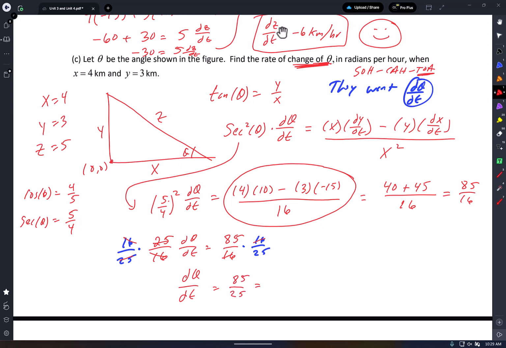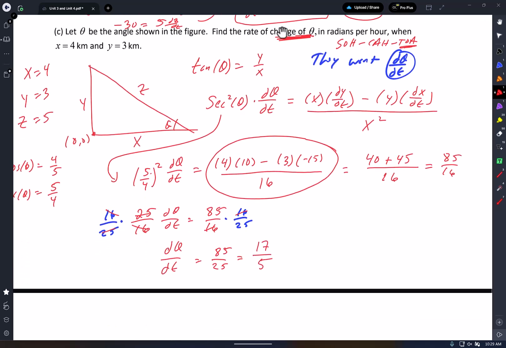Since I see that they're both divisible by 5, I'm going to count 5, 10, 15, 20, 25, 30, 35, 40, 45, 50, 55, 60, 65, 70, 75, 80, 85. Maybe I didn't have to do all that. 17 over 5. I don't see any issues. Let me make sure. We're good. So there it is. Radians per hour.